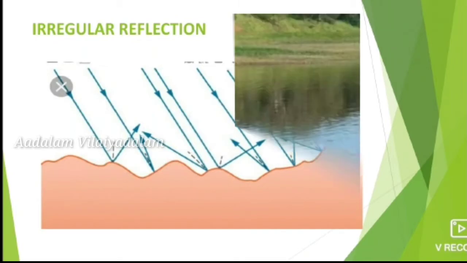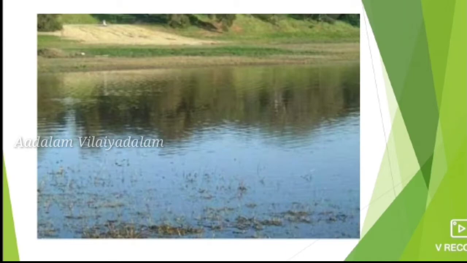An example of this type of reflection is the reflection of light from a wall, or the reflection of light in the blurred or rough surface of water. So we will not get the reflection of the images.